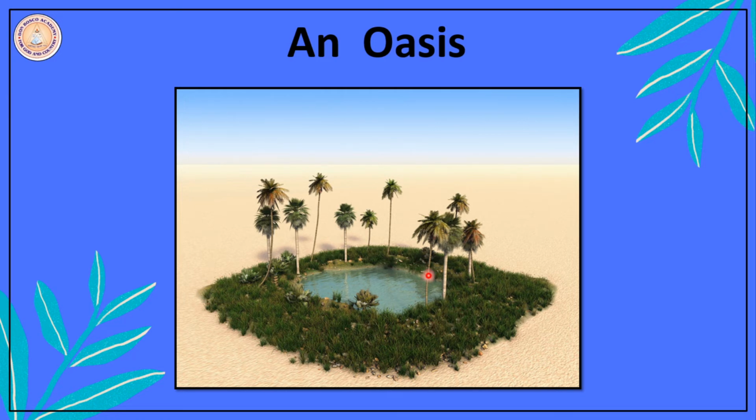Now it is a fertile area because water is available, and it is usually very small and isolated. It has a spring, that is, a water body. Such oases may be very small areas supporting a few palm trees, or may extend to hundreds of square kilometers supporting a large agricultural population.